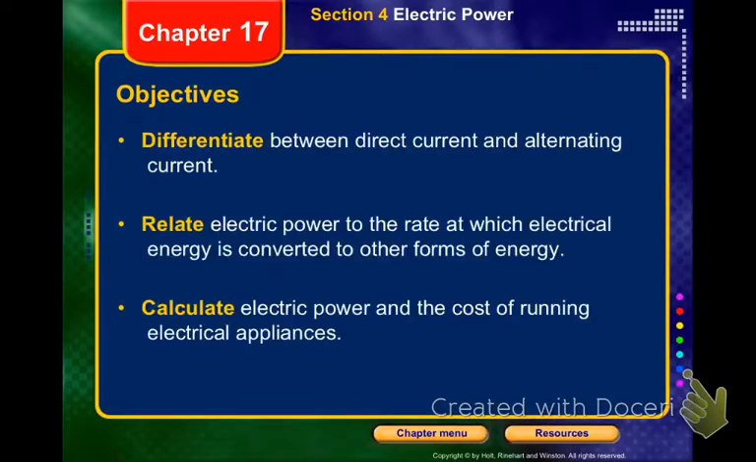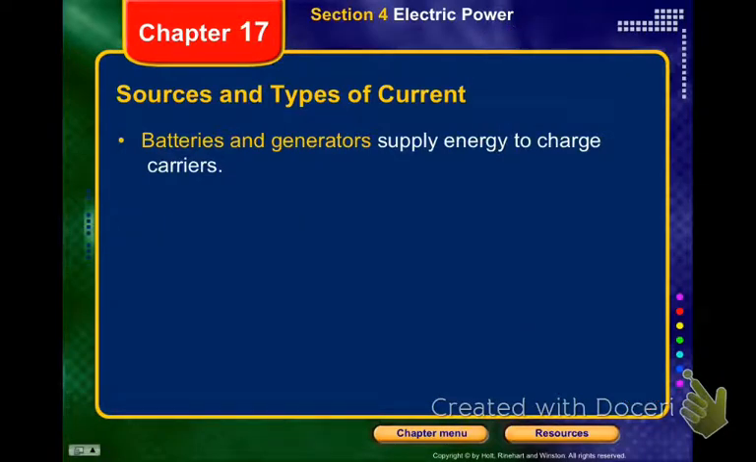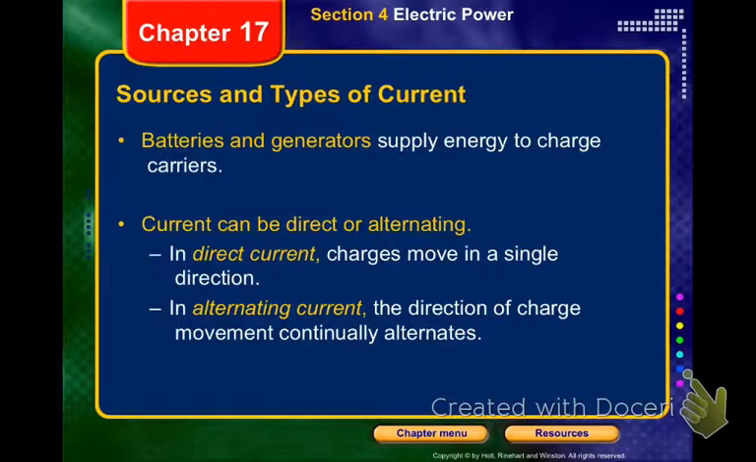So again, this is section 4, 17.4. Batteries and generators supply energy to charge carriers. We have direct current and alternating current. Have y'all ever heard of direct current and alternating current? Yes. What's their abbreviation? AC/DC. Not the band. We're talking about electricity.